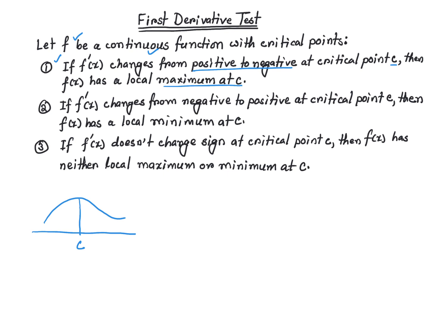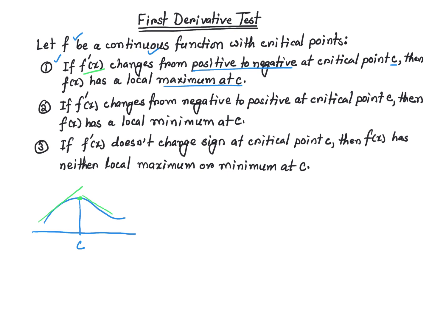Let's now look at the left side of point C. If you draw a tangent here, the slope of the tangent line is positive on the left, and that tells me that the derivative f prime of x is greater than zero. On the other hand, if you draw a tangent line to the right of point C, you can see that the tangent line has negative slope, or the derivative is less than zero. So you can visually see that this is a local maximum.